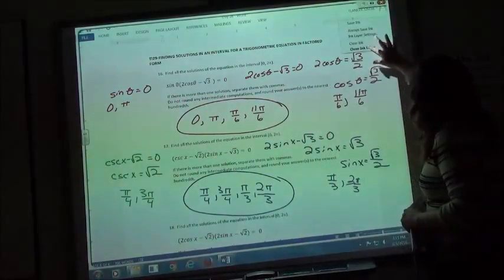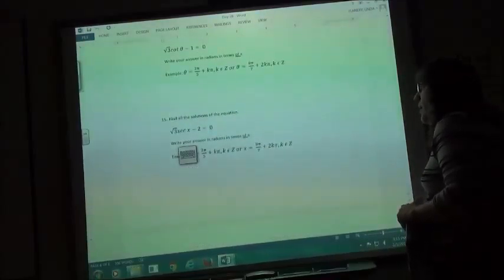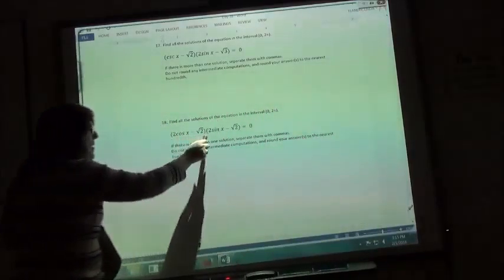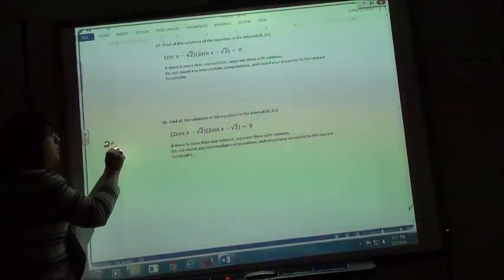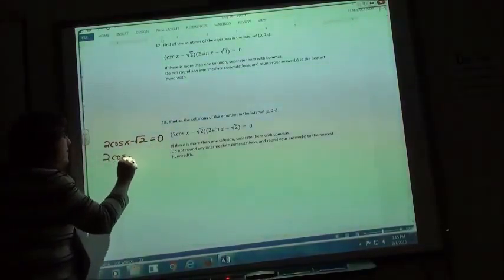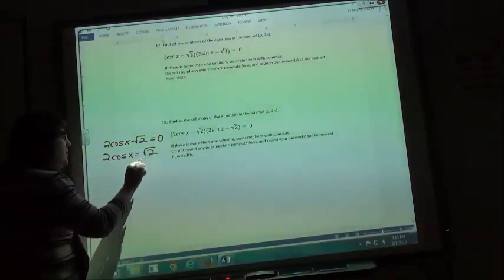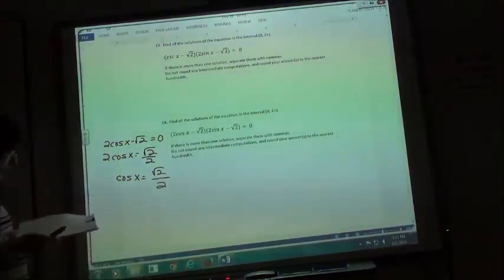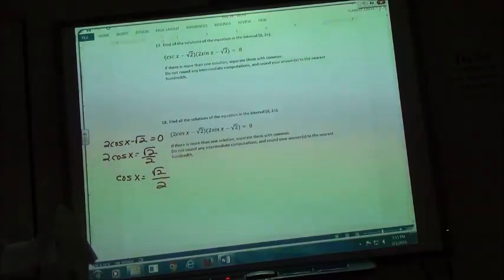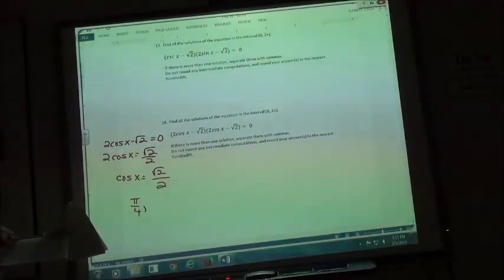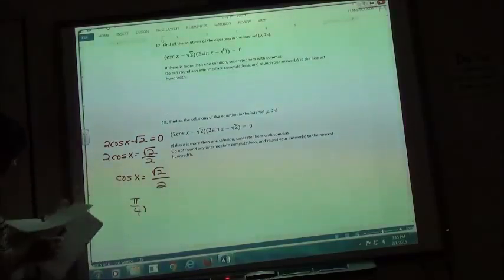Number 18, same kind of thing. Let me move my board here as far up as it will let me go, which is that far. So again, I'm going to just break these down into 2 problems. 2 cosine of x minus the square root of 2 could equal 0. So 2 cosine of x would equal square root of 2. Divide that by 2. Cosine of x equals square root of 2 over 2. So looking at my table, cosine equal to square root of 2 over 2 would be pi over 4. And if I keep looking for square root of 2 over 2 under my cosine, 7 pi over 4.